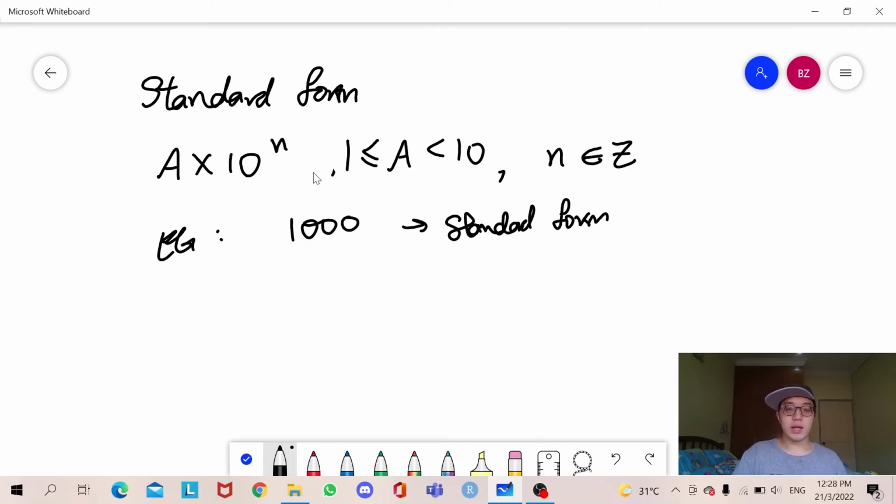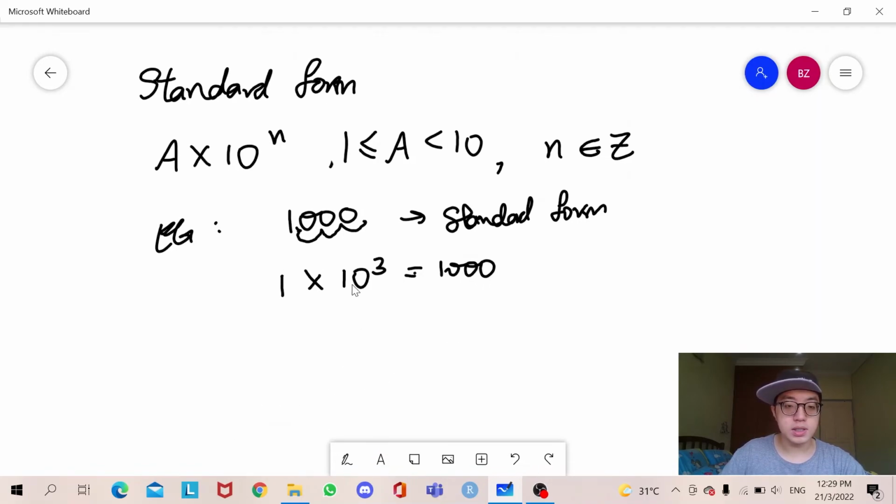So we know that standard form is in the form of a times 10 to the power of n. So how do we do that? We know that a is more than or equal to 1. So if we are following this, it will be 1 times 10 to the power of 3, right? Because the decimal point is here. If we are moving backwards, 1, 2, 3, until we get the number that satisfies the characteristics of a, which is 1. So times 10 to the power of 3, and this is equal to 1000. So this is one of the easiest examples here.